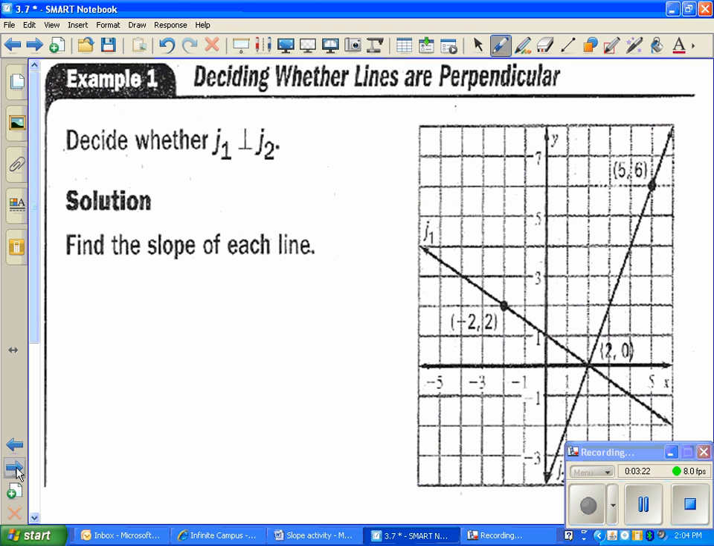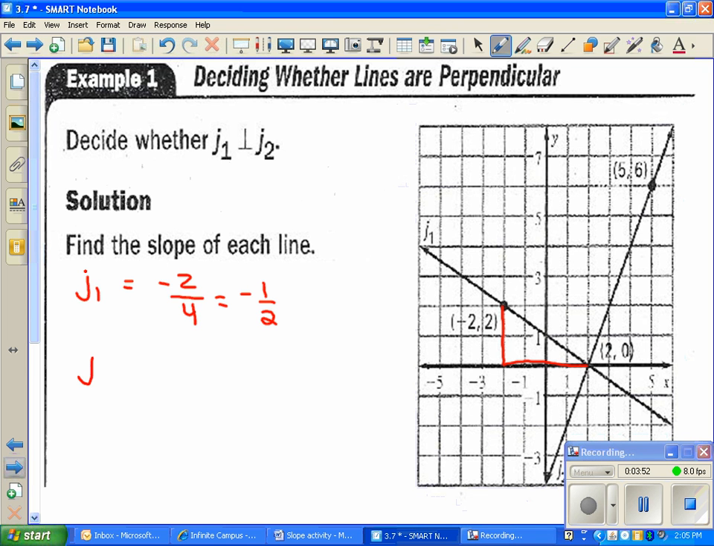So let's look at a couple examples. I want to decide whether the line J1 and the line J2 are perpendicular. So the first thing you want to do is find the slope. So the slope of J1, here, and you can look at 2 points. I went down 2 and to the right 4. Well, that's kind of like what we just did, right? Down 2 to the right 4, and it gives you -1/2.